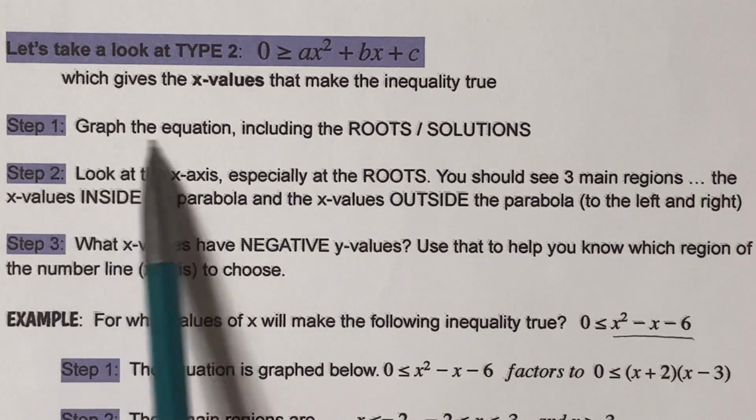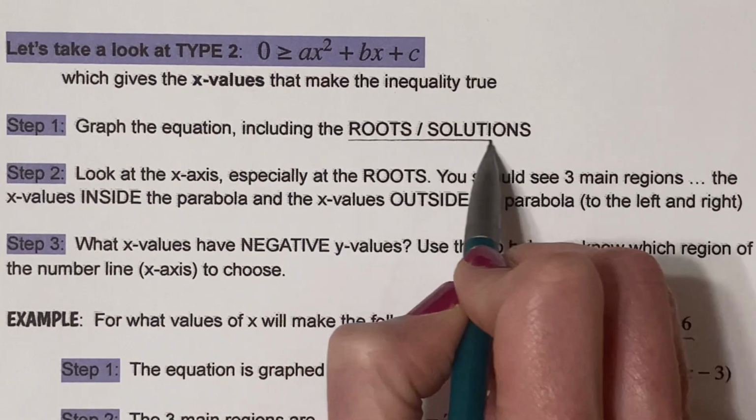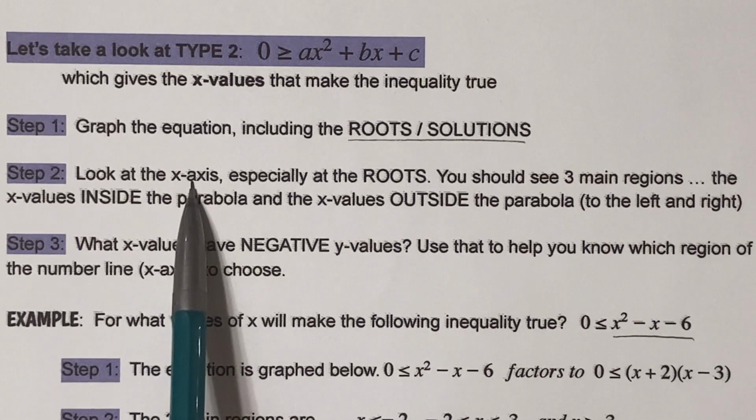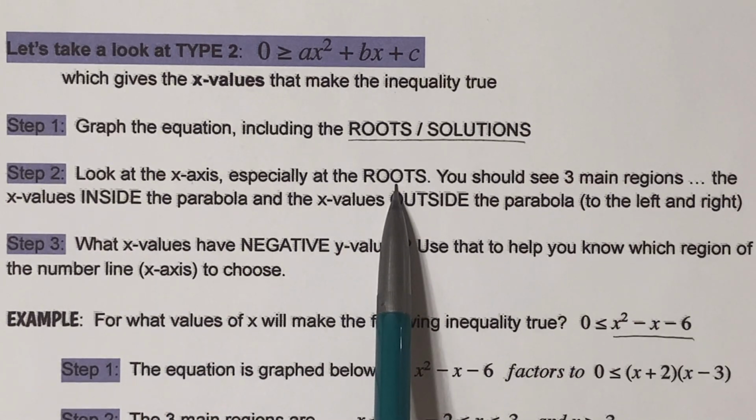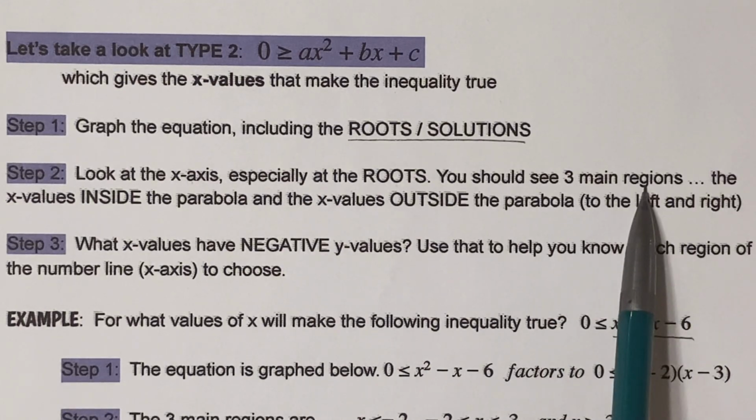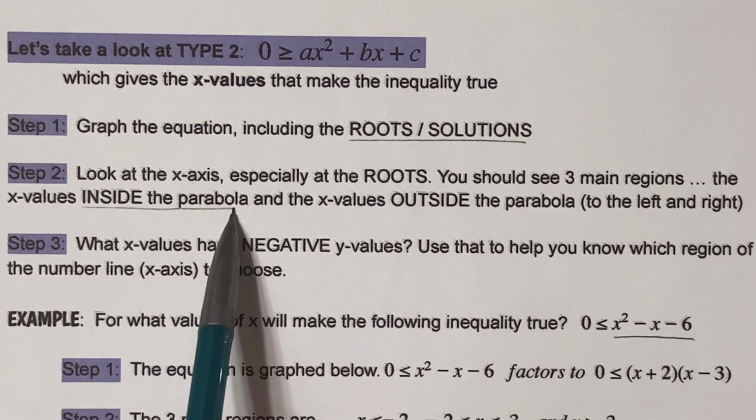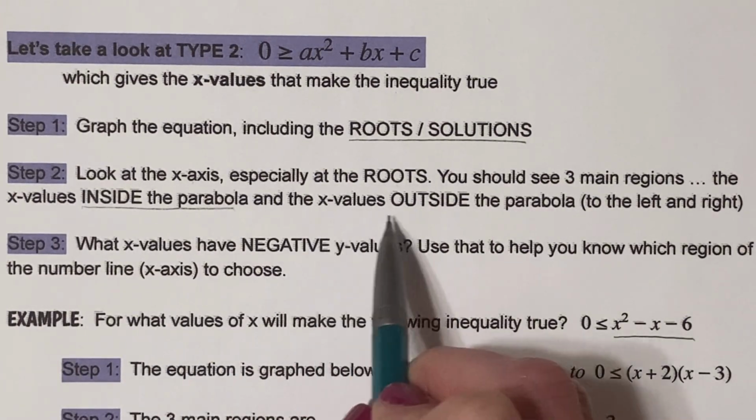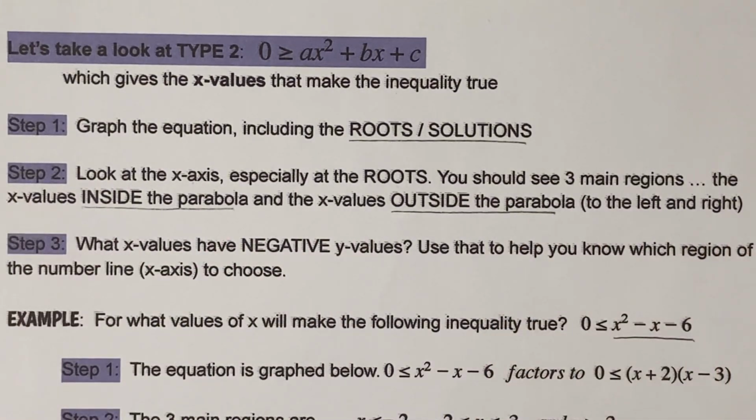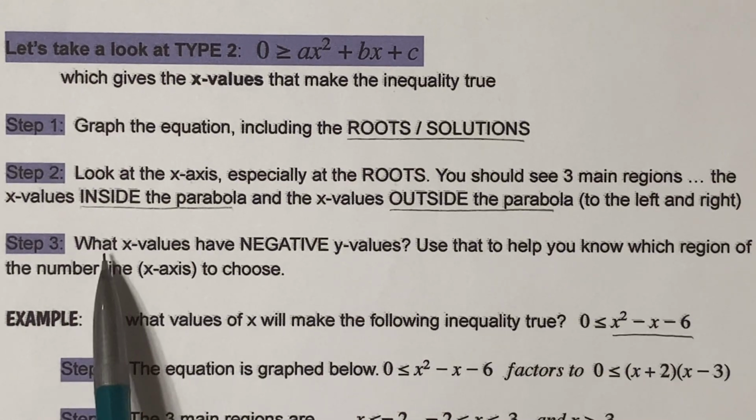Step 1, we can graph it, including our roots and solutions. We really want to know what our roots and our solutions are. Step 2, we're going to look at our x-axis, especially the roots. And we will actually see it break up into 3 main regions. We're going to see the x values that are inside the parabola, and then the x values that are outside the parabola, the ones that go to the left and the ones that go to the right.